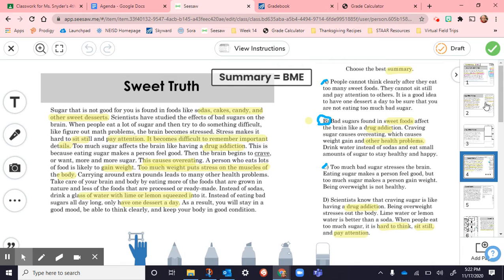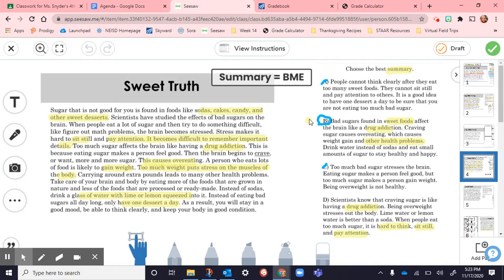So, summary, we were going back and forth between these for a while, and we really had to take them piece by piece, and we really had to think about which one has things that have to do with the beginning of the story, the middle of the story, the end of the story, really making sure that we're covering the whole thing and not just part of it. So we ended up going with B. Bad sugars found in sweet foods affect the brain like a drug addiction.